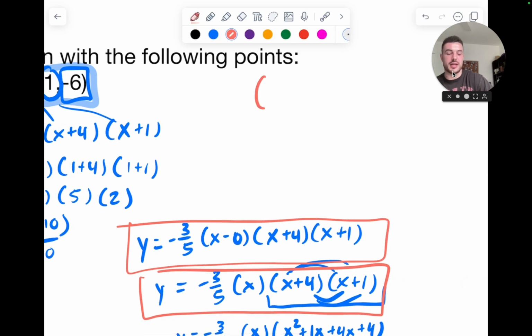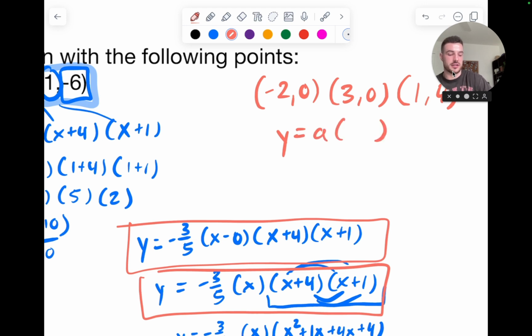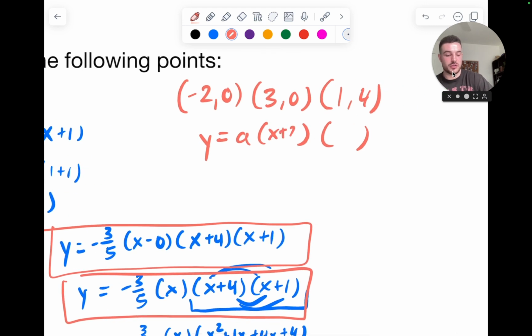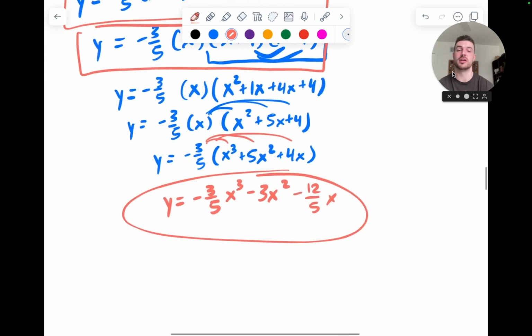So let's say we had a quadratic, something to the second power. Negative 2, 0, and let's say 3, 0. Let's make up another point, 1, 4. Well, again, we would start off like this. Y equals a, our factor, and our factor. So we'd have x plus 2 and x minus 3. And now we'd use the 1 and the 4 to find out what that a value is. And again, we'd have our equation in factored form, and we could multiply it out, just like we did before, to get our answer in standard form.